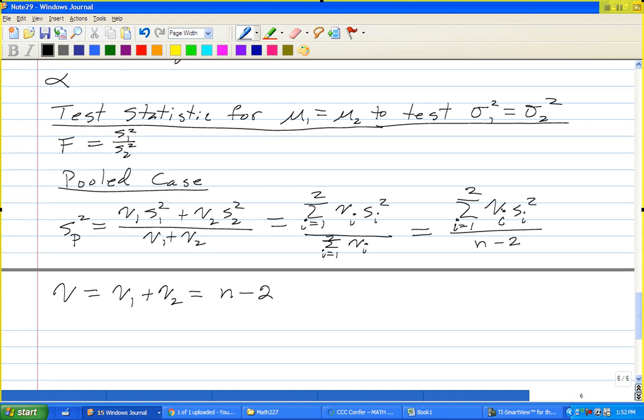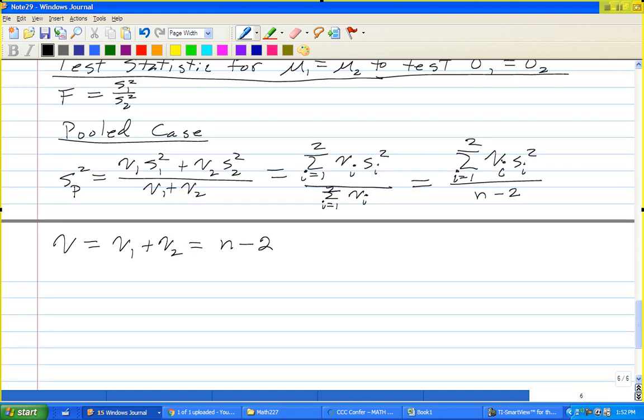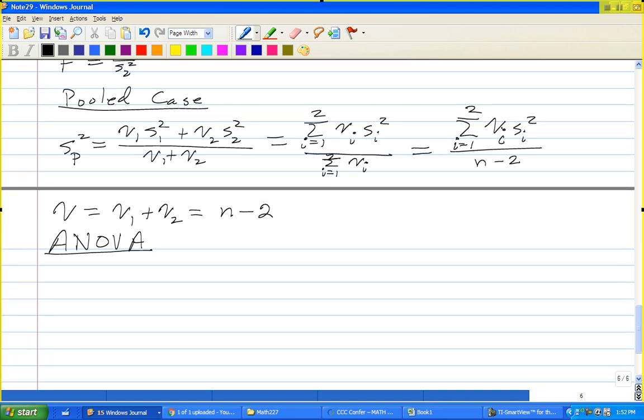Okay, so now ANOVA. Here, the null hypothesis is that the means are the same. The alternative hypothesis is that they're not all the same.